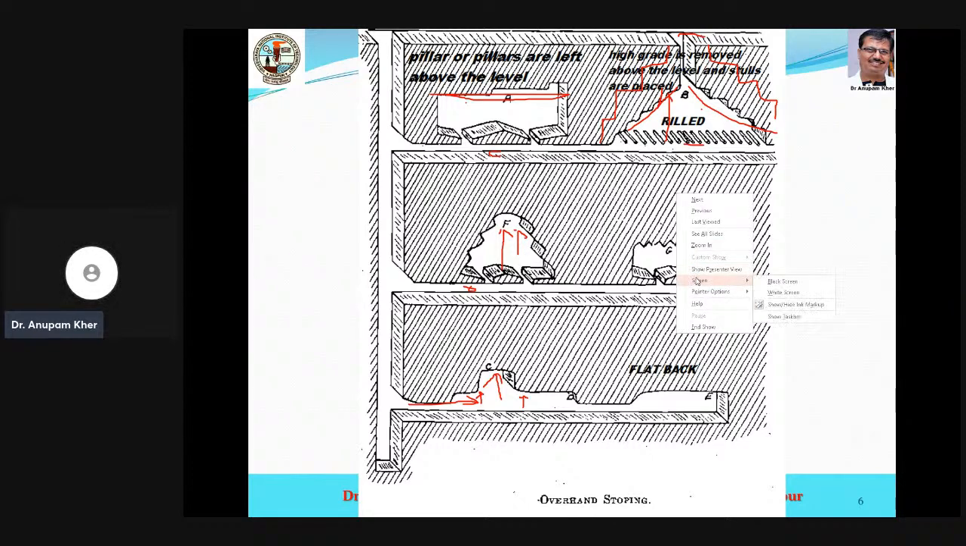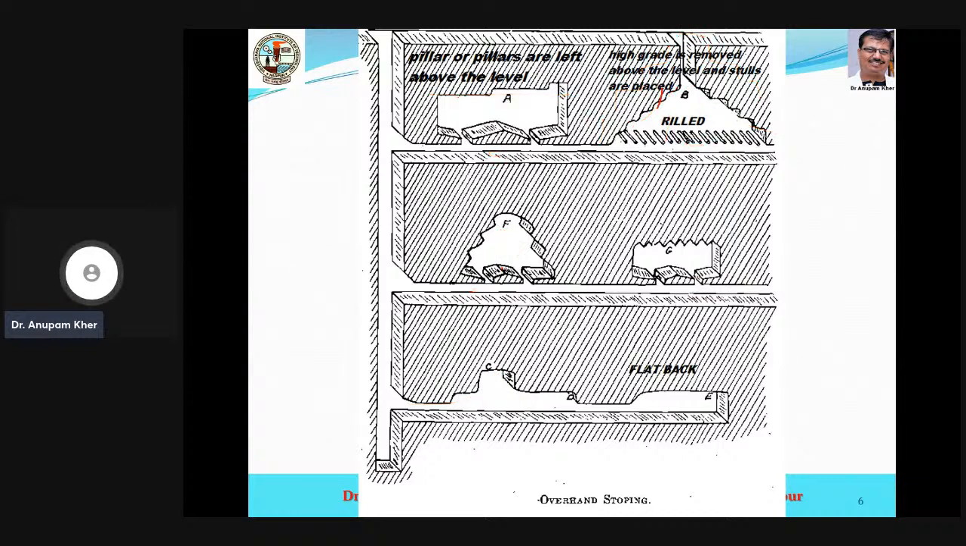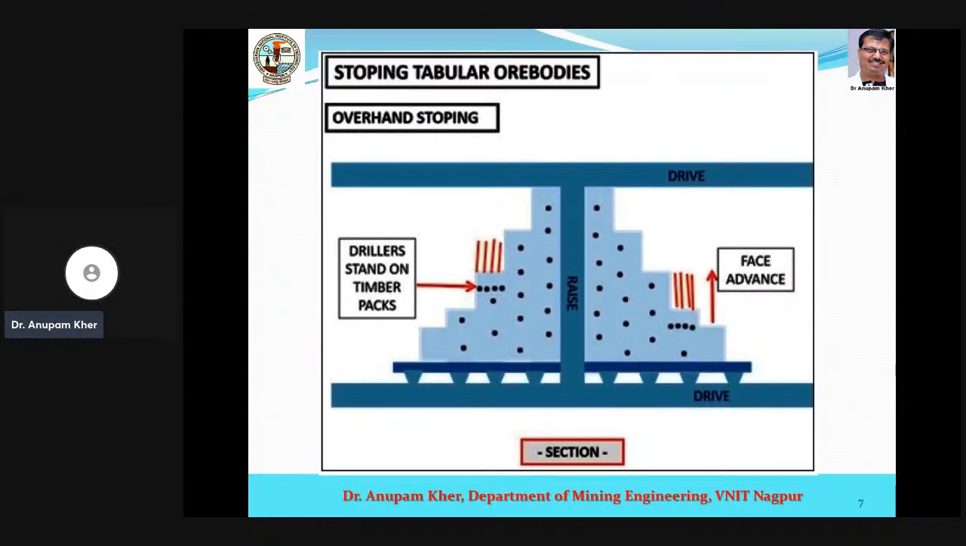The strata is so strong that it hardly requires any support, and that's why these are open stopes, overhand stoping type of dimension. So overhand, you can see this is the upper drivage, this is the lower drivage, and the face advance is moving in the upward direction.